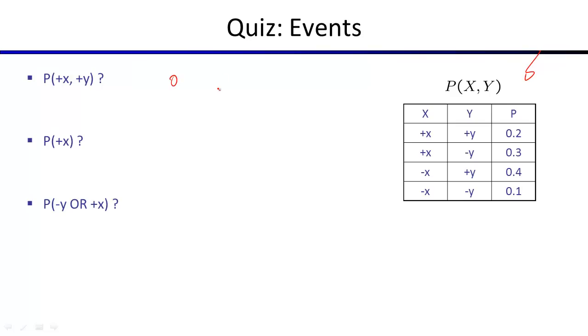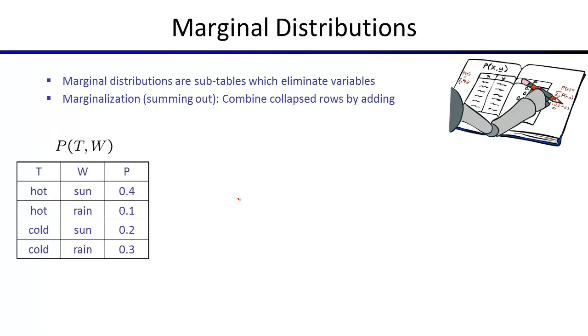0.2. All right. What is the probability for plus x? How did we get the 0.5? Plus x is sitting over here. Sum these two together, 0.5. How about minus y or plus x? 0.6. How do we get that? There is a minus y here, a minus y here, plus x here, plus x here. Summing these three rows together gives us 0.6. All right, that went well.